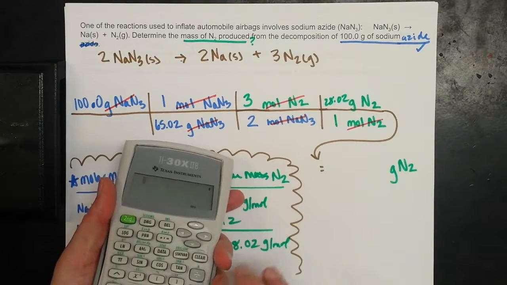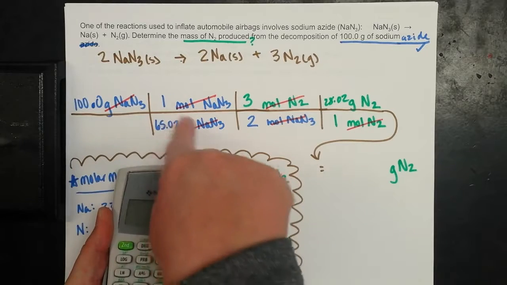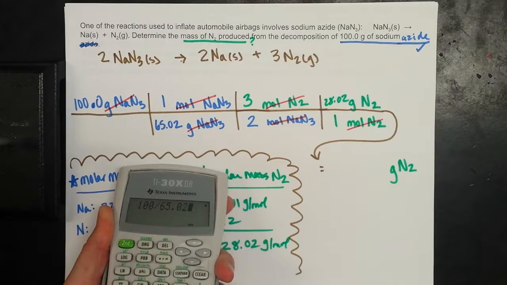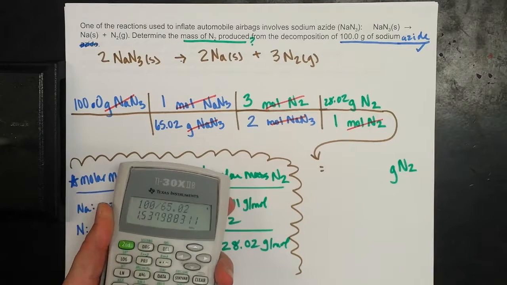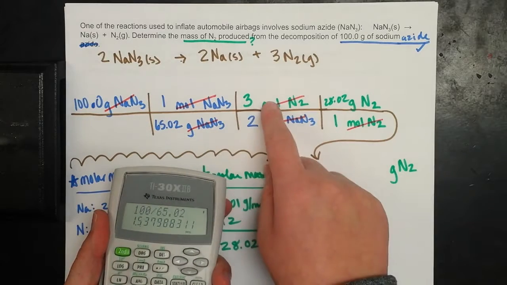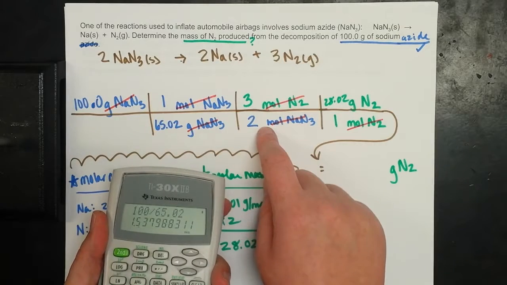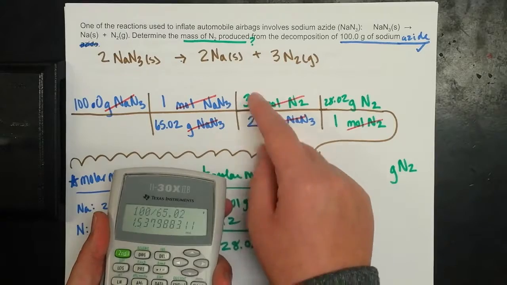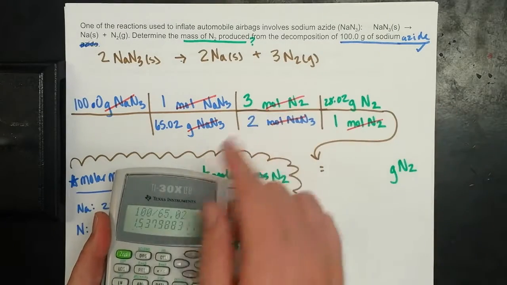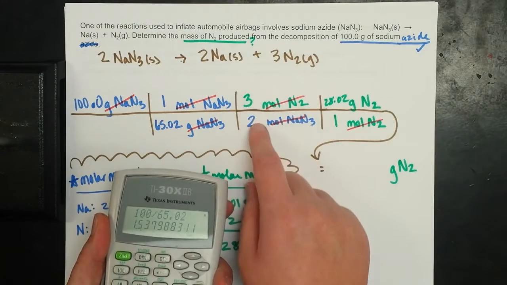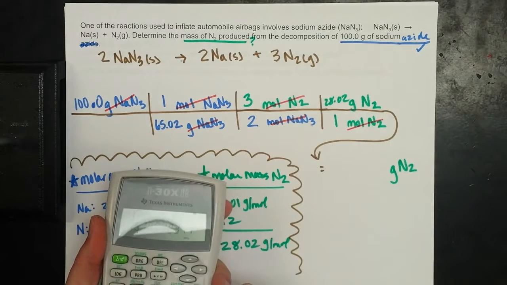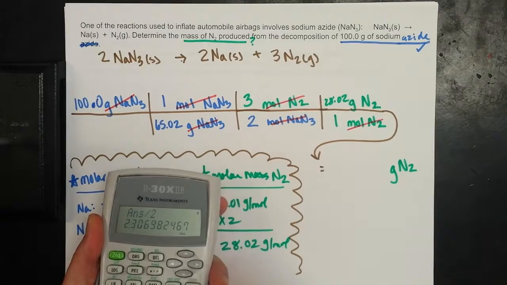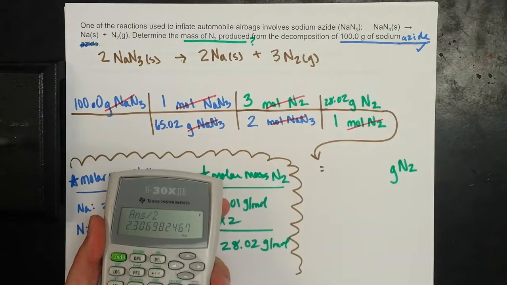Now I can do the math part. So I'm going to take 100 and divide it by 65.02. Hit enter and leave it in my calculator. Okay. Now what I'm going to do is I'm going to multiply it by 3 over 2. So instead of making this complicated, you could do parentheses and do 3 divided by 2 and all that. I'm just going to multiply it by 3 and then divide it by 2 because it's the same thing. So times 3 divided by 2 and then multiply it by 28.02.